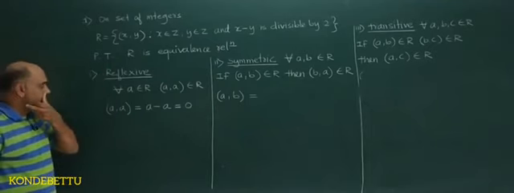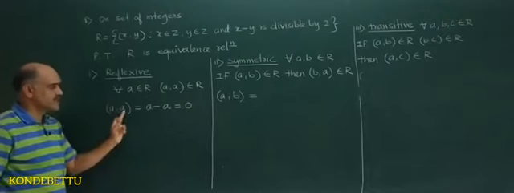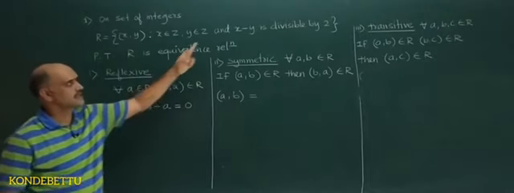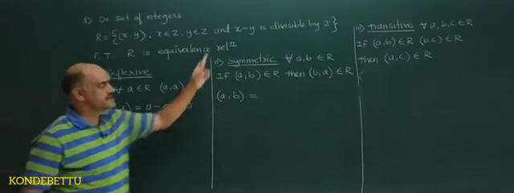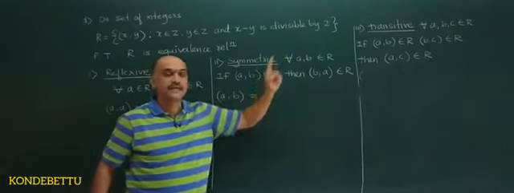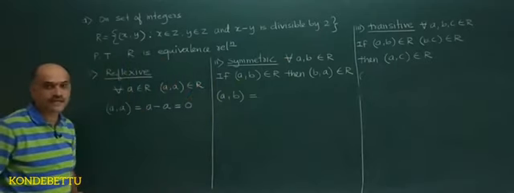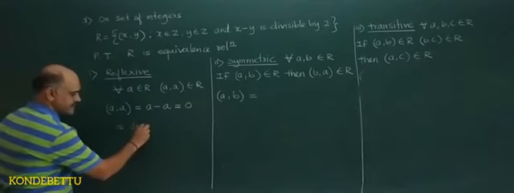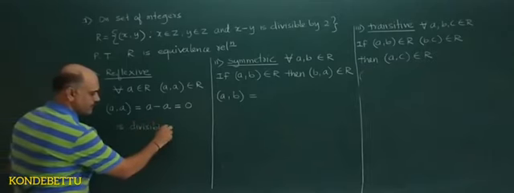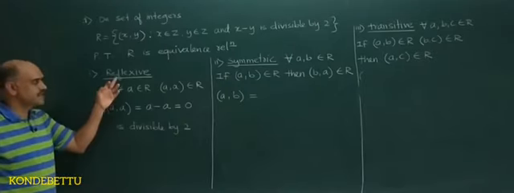So again first reflexive, if I take both terms should be the same. So (a, a) is a minus a. A minus a is 0. 0 is divisible by 2. Yes, 0 is divisible by any number other than 0 and infinity. So I will write it is divisible by 2, therefore R is reflexive.